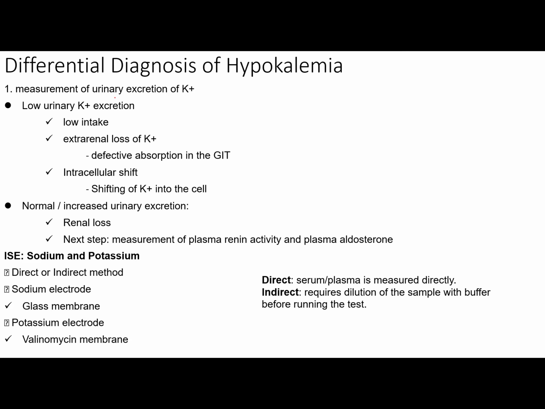Now, measurement of urinary excretion of potassium. So, low urinary potassium excretion, class. Let's say you have a very low urine potassium. This could be caused by low intake, extrarenal loss of potassium, usually defective absorption in the GIT, or intracellular shifting of potassium into the cell. Normal or increased urinary excretion is due to renal loss. So if there's renal loss, try to measure plasma renin activity and plasma aldosterone.